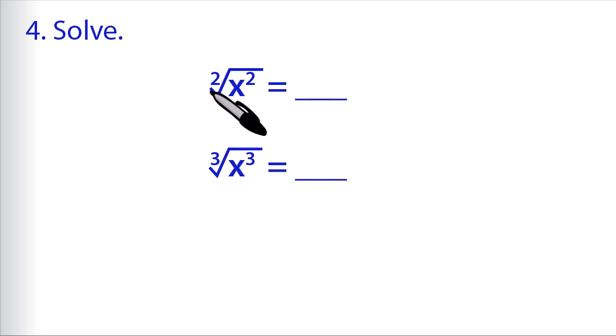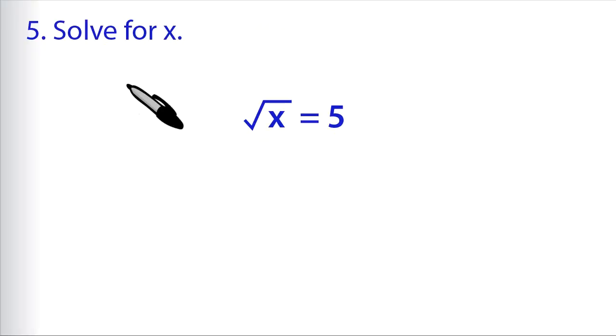For our fourth problem, we need to solve these combination exponent and root problems. And for our first one, we have the square root of x squared. And once again, the square root and the square undo each other, leaving just x. And here we have the cube root of x cubed. Once again, the cube root and the cube undo each other, leaving just x.